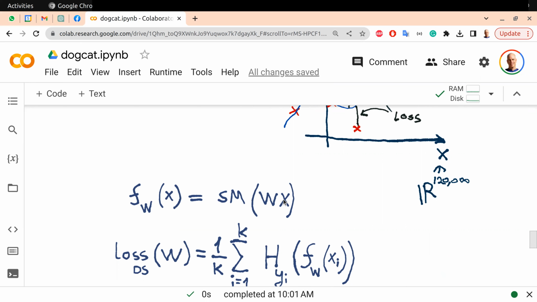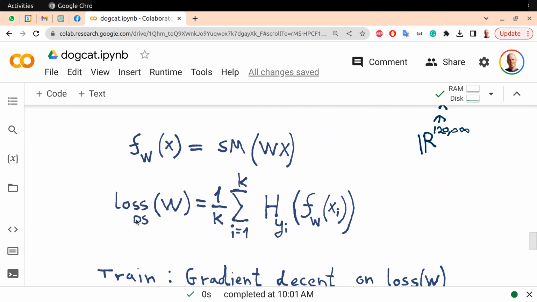And this is the explicit definition of the function: softmax of W, which is a set of parameters, and X, which is a representation of the image. And the loss function, with respect to our data set, which we also call a cloud of points: for each W, we compute the average distance, and the distance is measured by cross entropy.